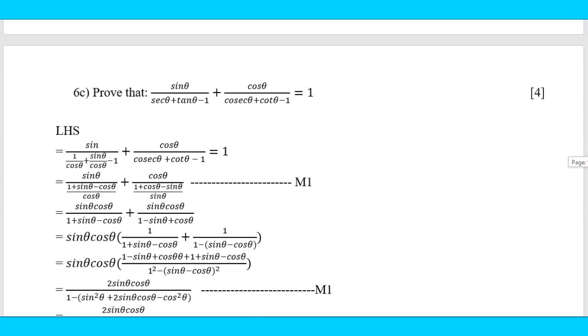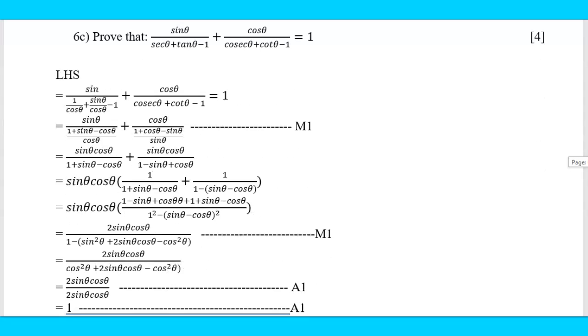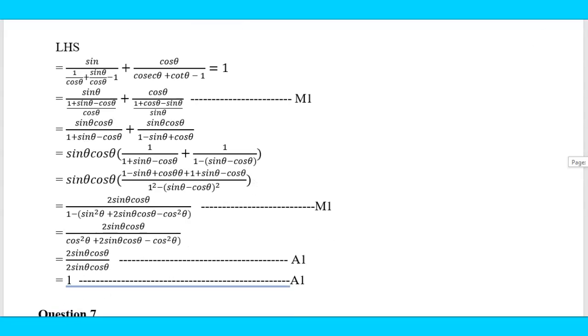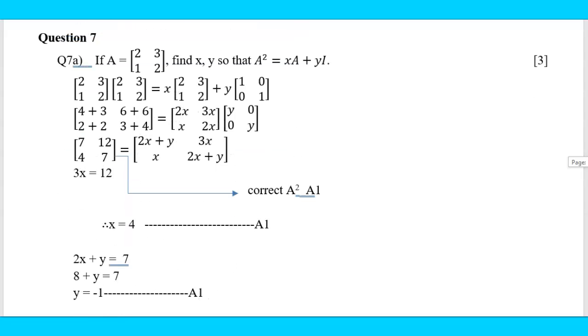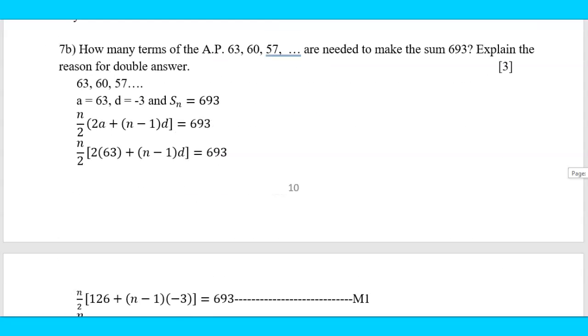Now for proving this, most of the students have done this sum correctly, and you will get 4 marks for solving correctly. Now 7A: finding A square correctly, you will get 1 mark. And after that, equating the matrices, getting the value of x, 1 mark, and getting the value of y, 1 mark. Now, how many terms are needed? The reason for the double answer has to be explained. Many students are not able to write the reason for the double answer.